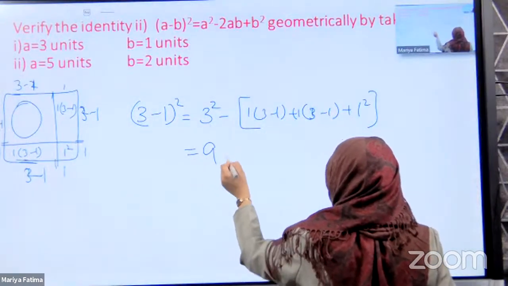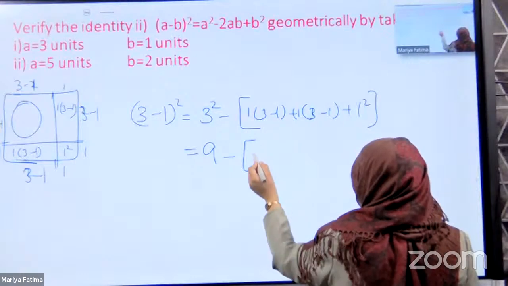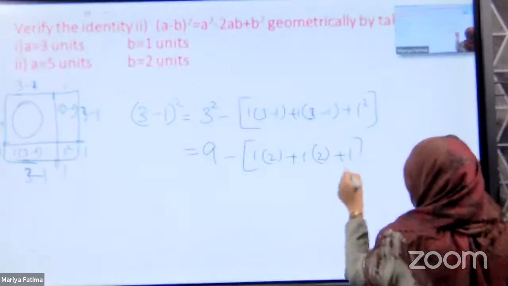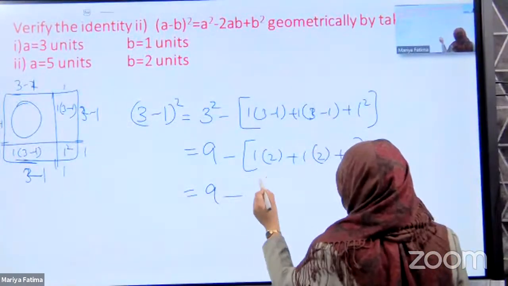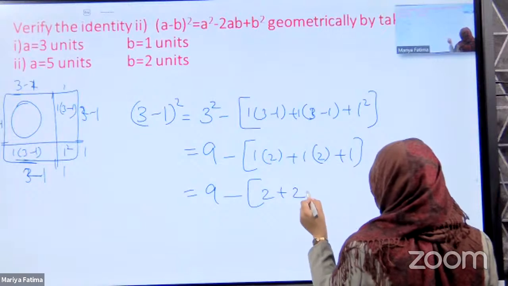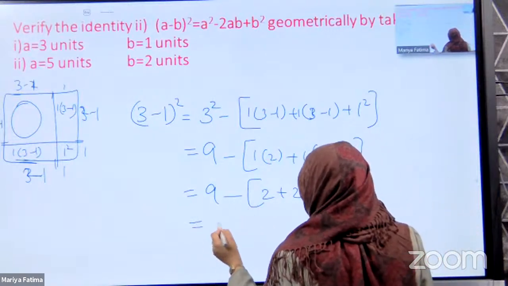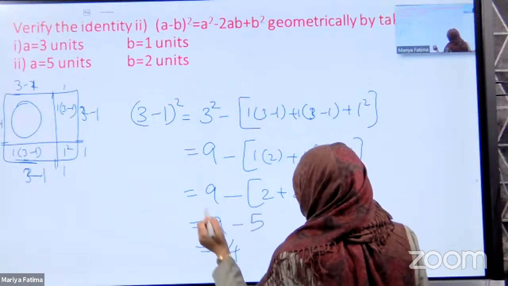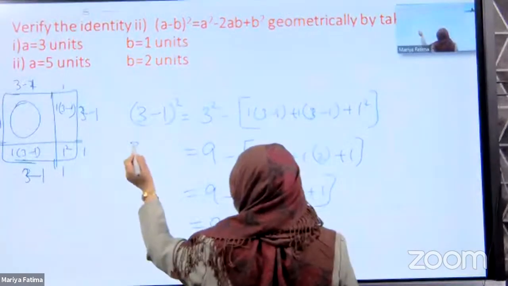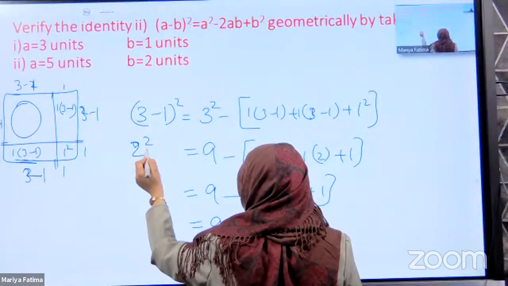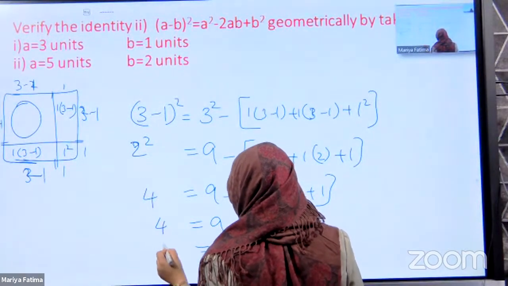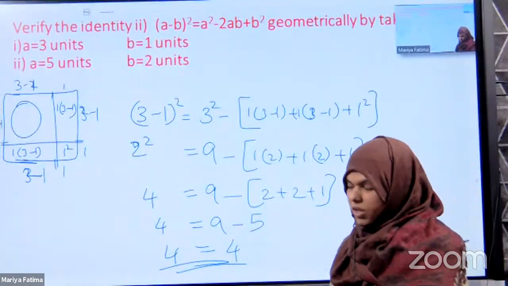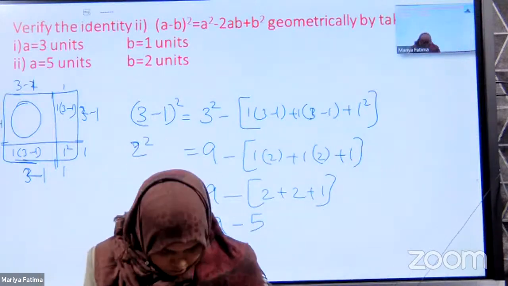3 3s are 9 minus (3 minus 1 is 2) plus 2 plus 1. So 9 minus (2 plus 2 plus 1), 2 and 2 are 4, 5. 9 minus 5 is 4. If you solve this, (3 minus 1) is 2, 2 square, 2 2s are 4. So do you get equal values? Yes. So in this way you can do this.